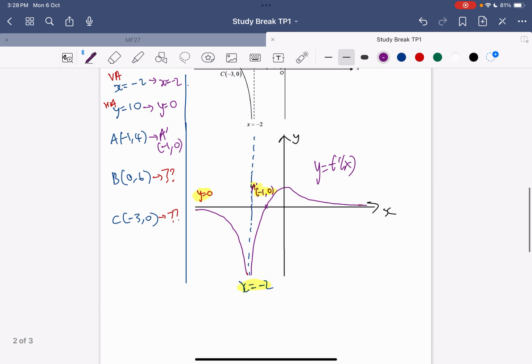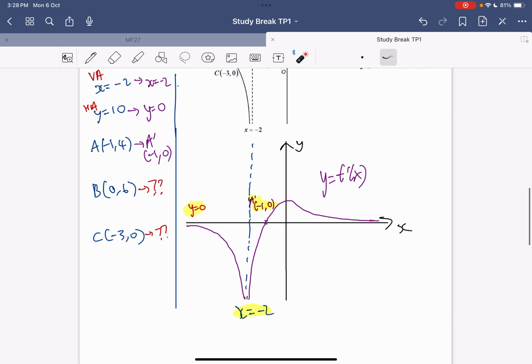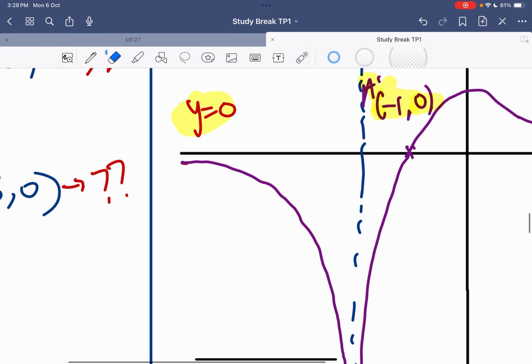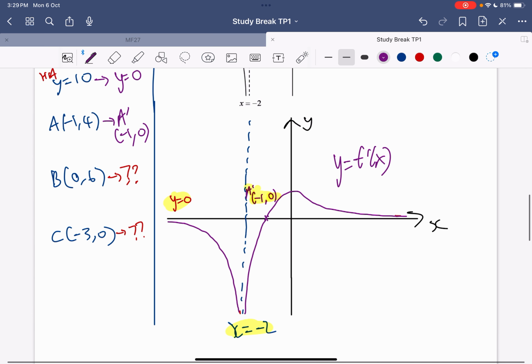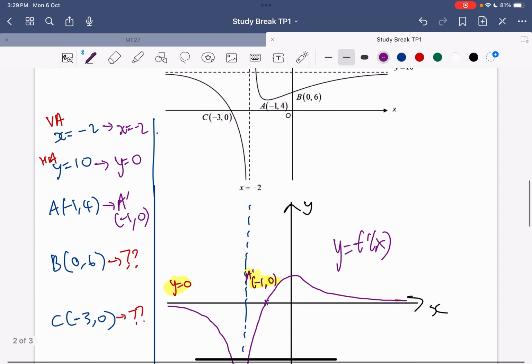The main procedure is to find the new key features. I would recommend labeling the asymptotes first and then putting down the key features and seeing how you can connect them up. To make this slightly better, I'll just make sure it is tending towards the asymptote. Okay, so that is our parts 1 and 2.